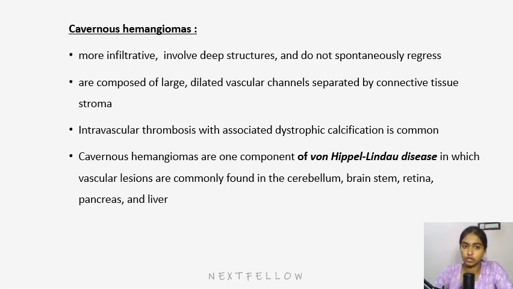Coming to cavernous hemangioma. Cavernous hemangioma is mostly infiltrative and involves deep structures, and they do not regress spontaneously, which requires surgical intervention. These are composed of large dilated vascular channels which are separated by connective tissue stroma, and intravascular thrombosis as well as dystrophic calcification can also be seen in this hemangioma. The syndrome associated with cavernous hemangioma is von Hippel-Lindau disease, in which many vascular hemangiomas can be seen in the cerebellum, brainstem, retina, pancreas as well as liver.